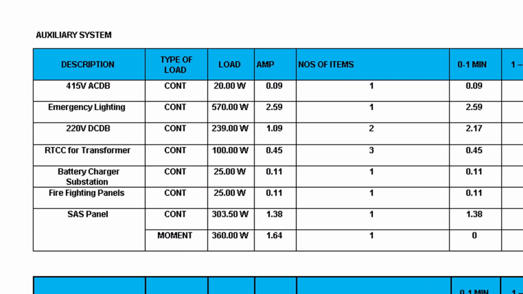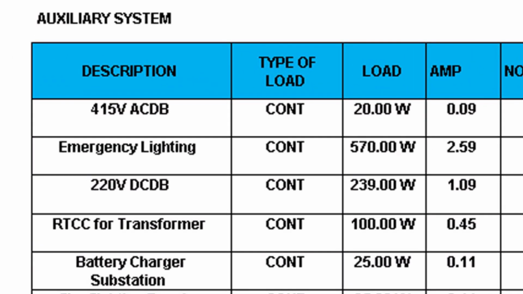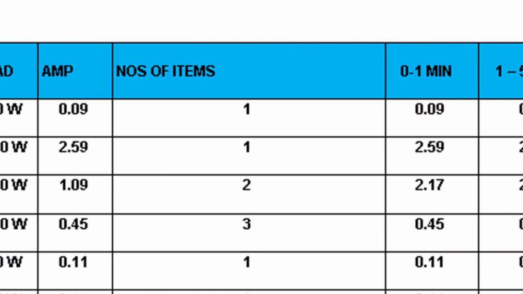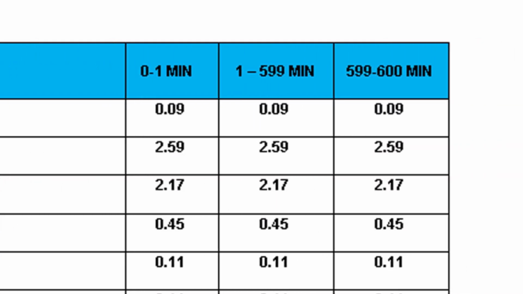Now we come to the auxiliary system, ACDB. The AC distribution board will take a continuous wattage, and for that, we have to calculate the ampere, and the number of such boards is 1. So continuously, there will be the same 0.09 ampere flowing from the battery to the ACDB.